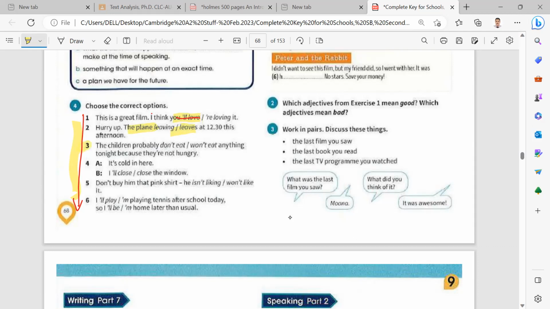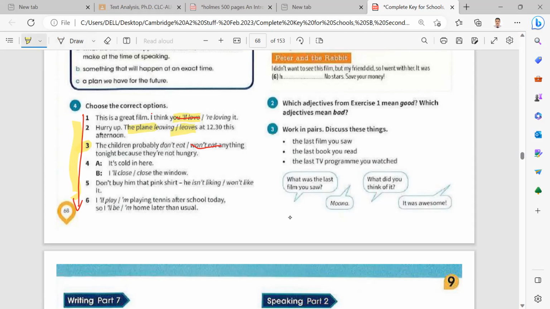Question 3. The children probably don't eat or won't eat anything tonight because they are not hungry. Won't eat. Exactly, won't eat.